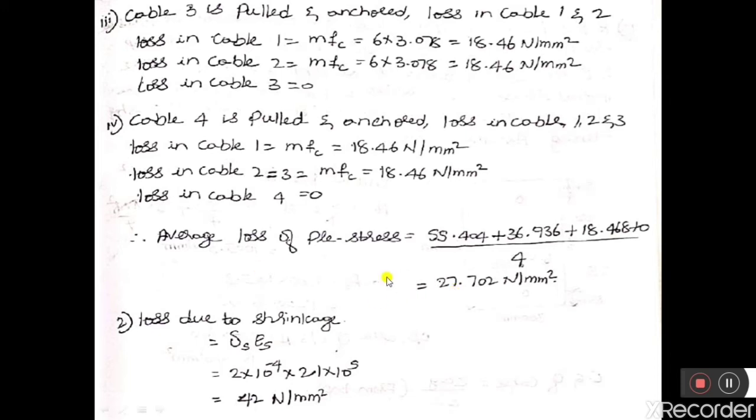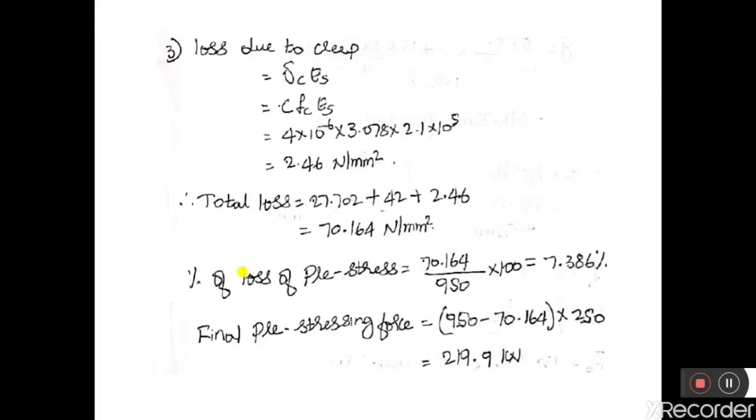Now coming to the second loss, that is loss due to shrinkage. So we know the formula delta S into ES. Delta S is given shrinkage coefficient 2 into 10 to the power of minus 4. Young's modulus of steel is given 2.1 into 10 to the power of 5. Therefore loss due to shrinkage is 42 Newton per mm square.